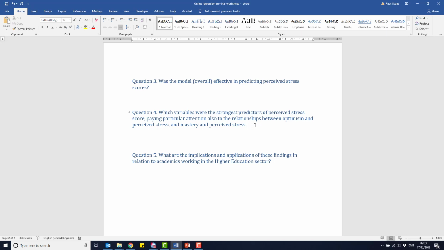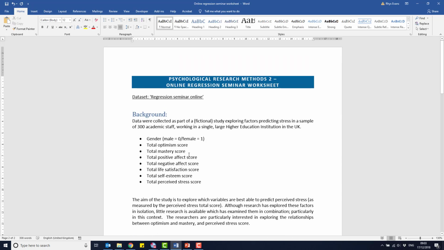And then finally, question 5 is around, well, what are the implications of this? How can these findings be applied? What would you do with this? So trying to put your findings back into context, and that's sometimes the thing that gets forgotten. Okay. So those are the activities.